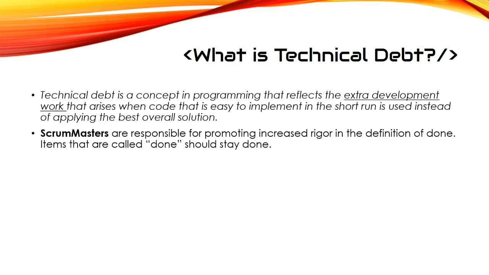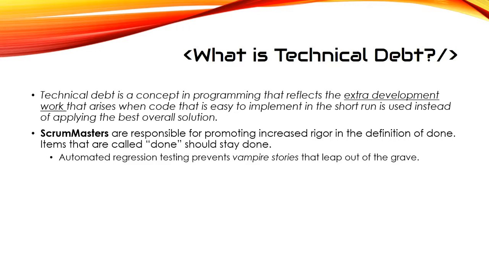Items that are called done should stay done. So what I want to talk about later on is coming up with your definition of done so that when you're actually done, you are actually indeed done. Some of the things you can do to help you stay done is to have automated regression testing. This prevents vampire stories that leap up out of the grave.